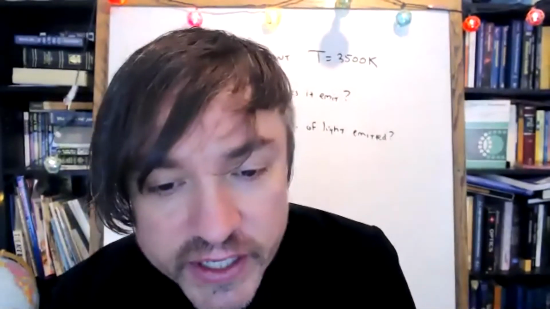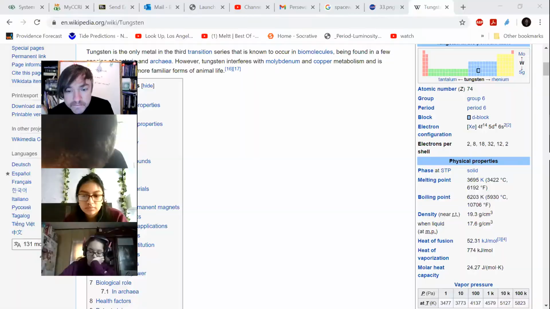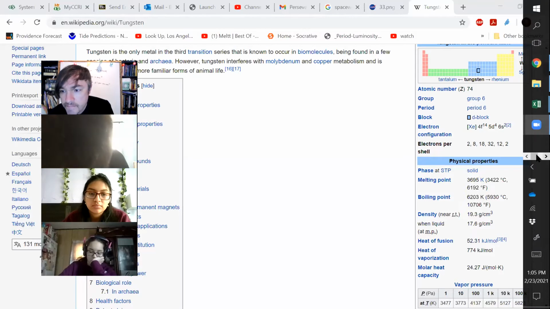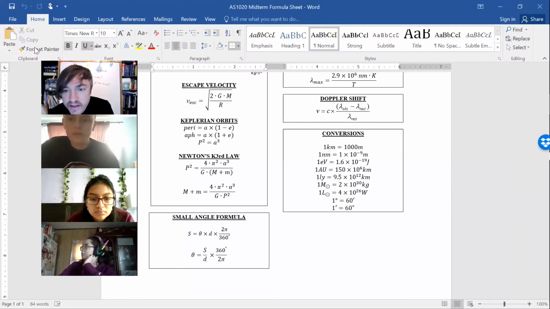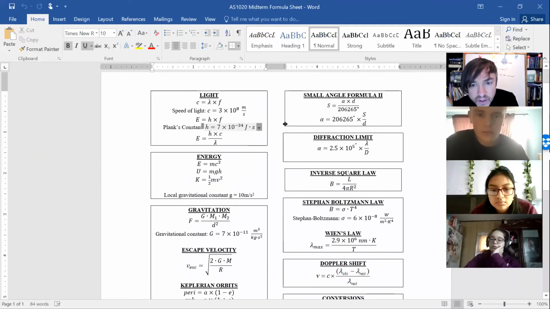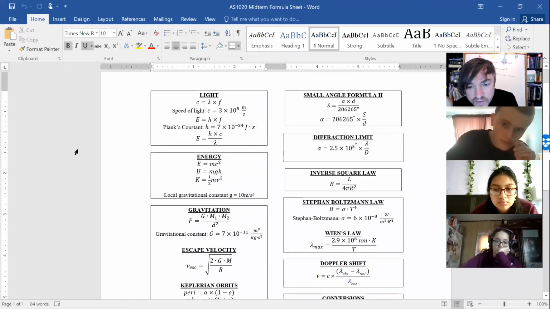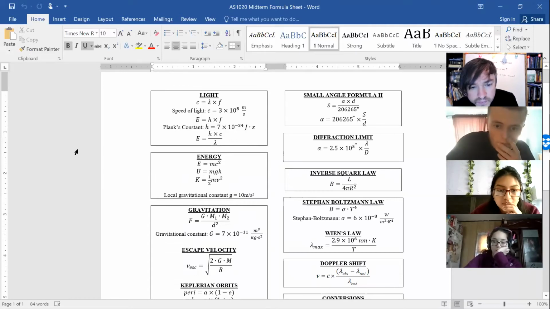Let's look around our formula sheet here. We have to do this fast because I'm totally wasting this. I'm screwing up this class every day. I don't know how I'm doing that. Can you see any formulas that might be useful for answering that question?